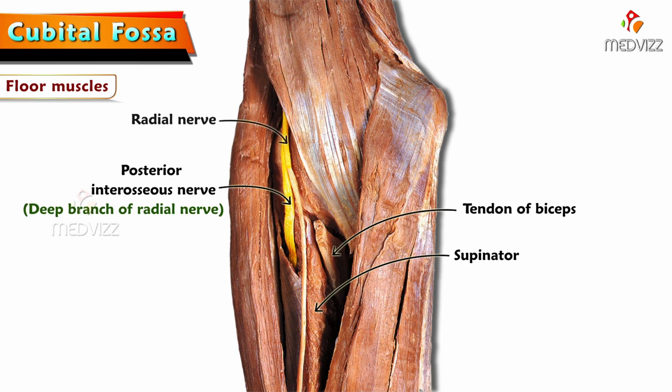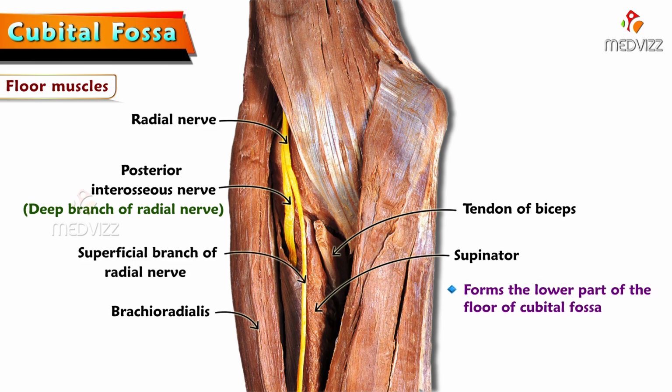And here is the radial nerve before its division. And we can also appreciate the superficial branch of radial, which passes superficial to supinator muscle. So here is the deeper dissection where we can see the retraction of brachioradialis muscle to expose the posterior interosseous nerve and superficial branch of radial. So this is a deeper dissection to expose the radial nerve and its branches, and we can also appreciate supinator, which forms the lower part of the floor of cubital fossa here.